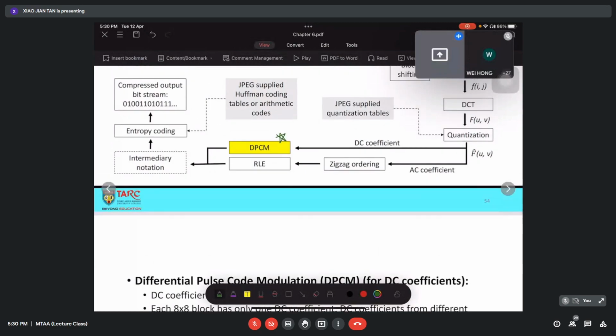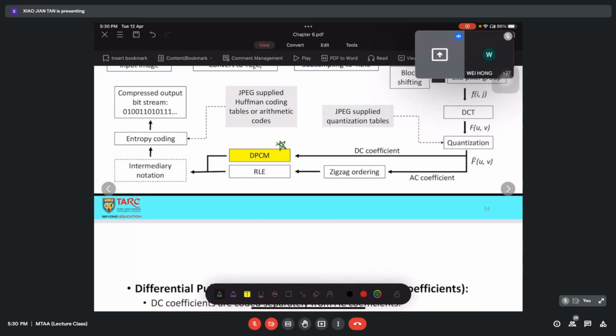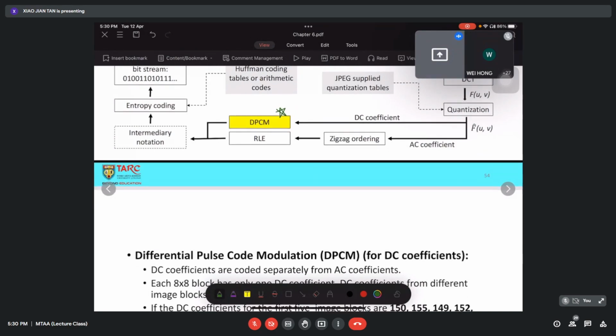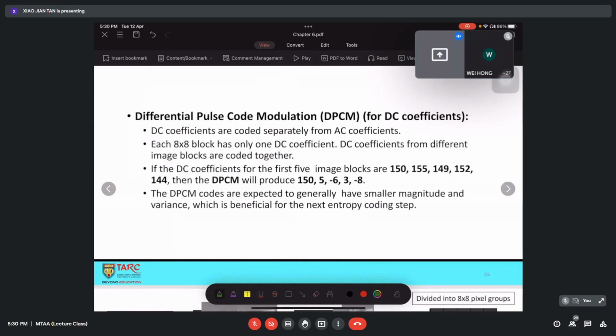Okay, so we continue. Sorry for that. The DC value is subject to DPCM, and the AC value is subjected to zigzag ordering and RLE. You should know how to do the DPCM and also the RLE. Although there is a bit of difference, more or less the idea is the same.